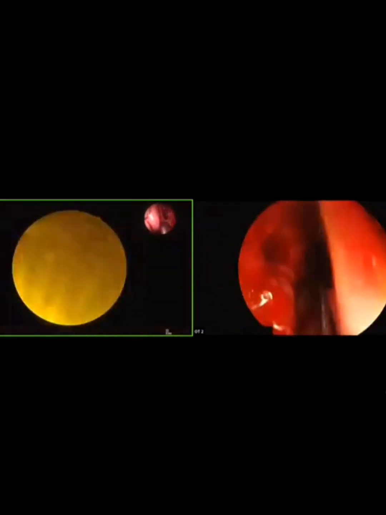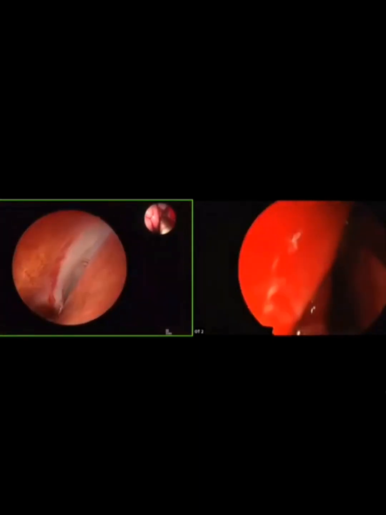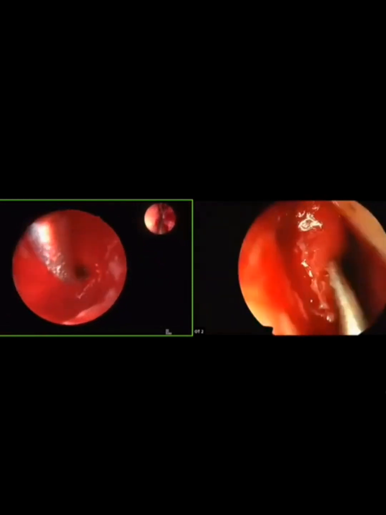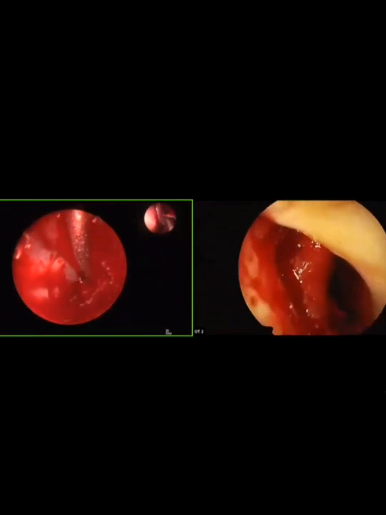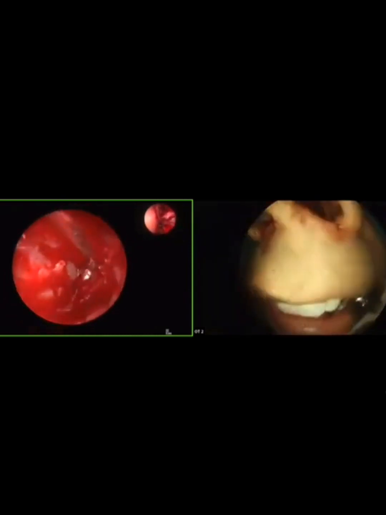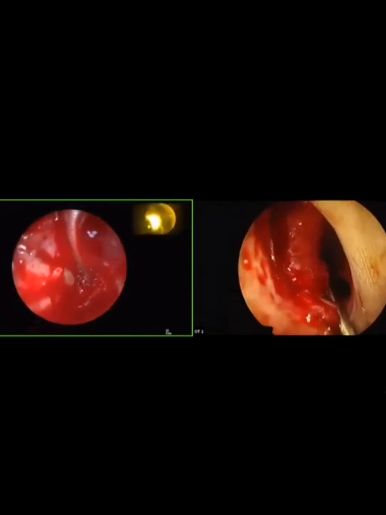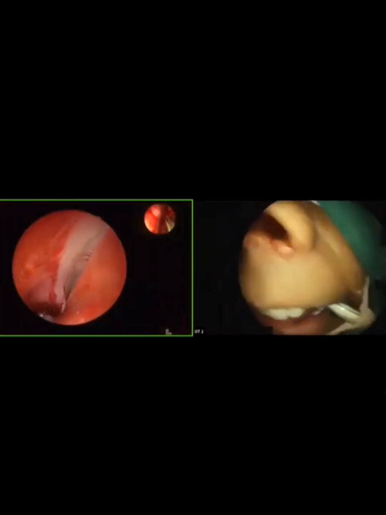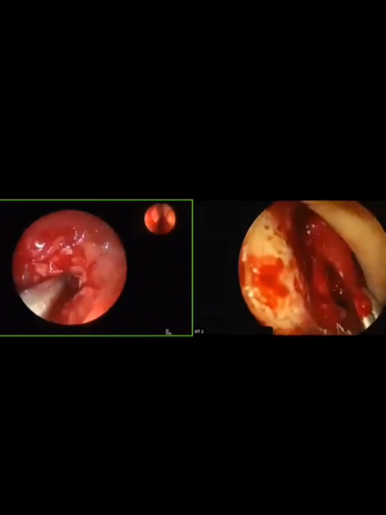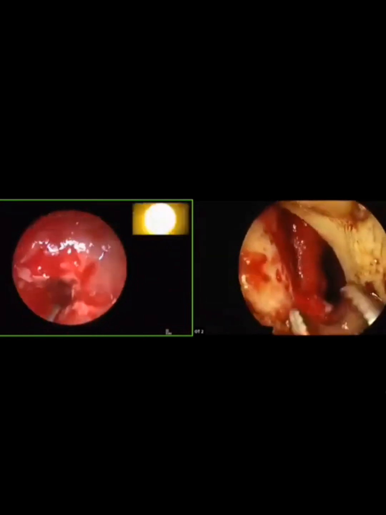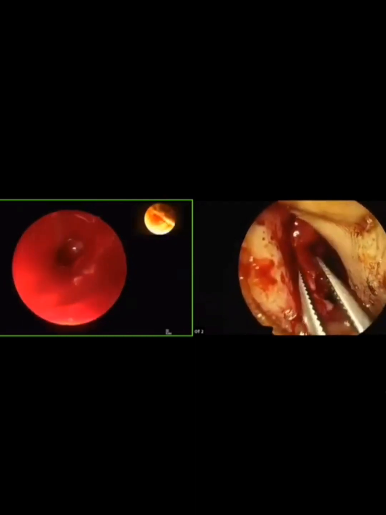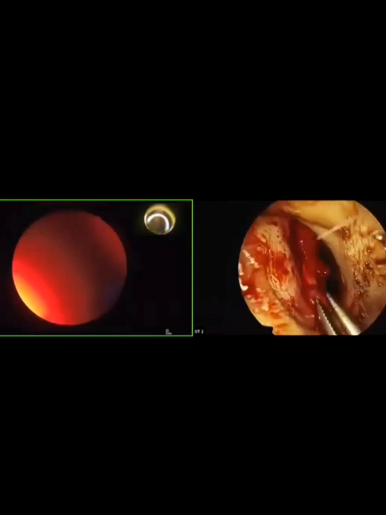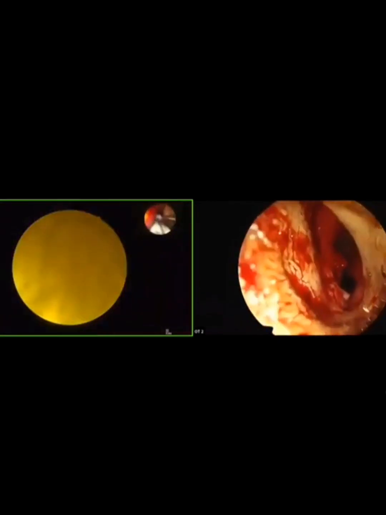No instrument is reaching there because the frontal sinus is very huge. So no instrument is reaching there. See that bone. I couldn't remove it. This is the last try, with the ball point.